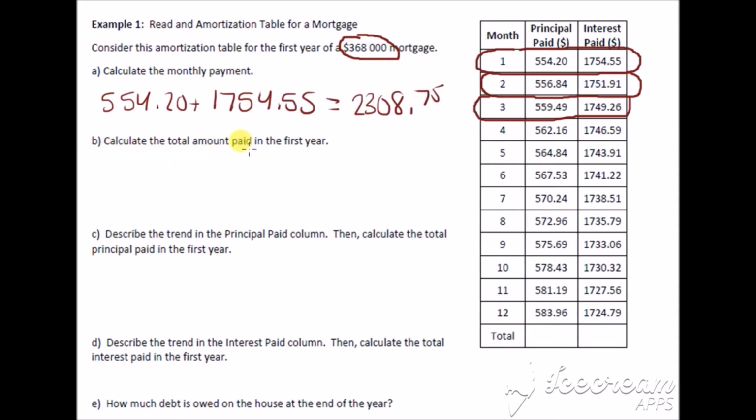Okay, calculate the total amount paid in the first year. If the monthly payment is $2,308.75 and you're paying 12 payments of that, over the entire first year you're paying $27,705.